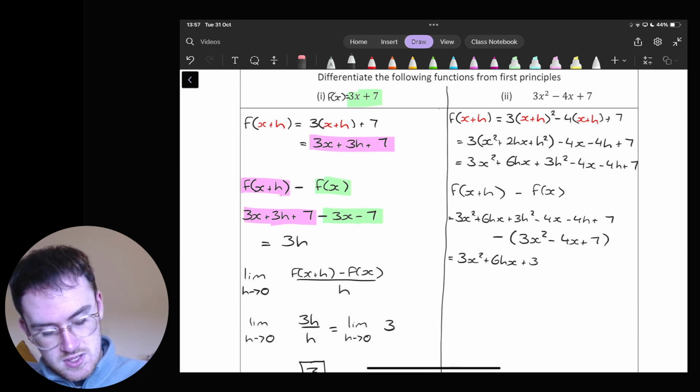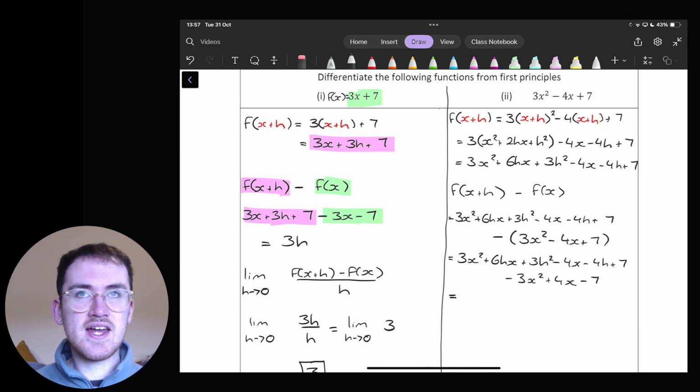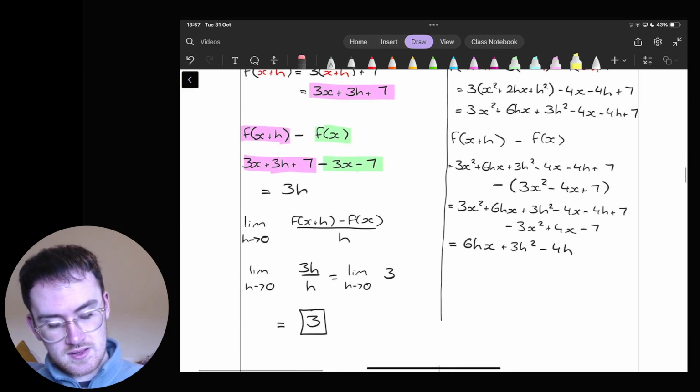6hx plus 3h squared minus 4x minus 4h plus 7 minus 3x squared plus 4x minus 7. Okay, and then just accounting for any terms there that will be eliminated: my 4x and the plus 4x, 3x squared and the minus 3x squared, and the 7 there. So we just end up with this expression here.